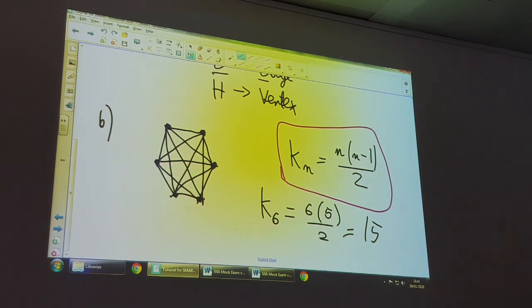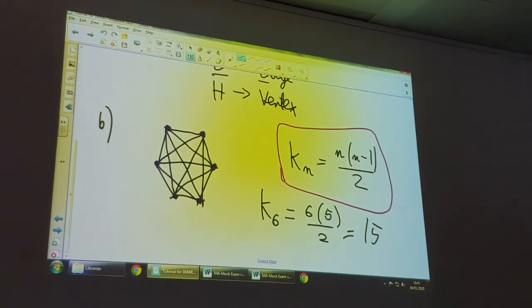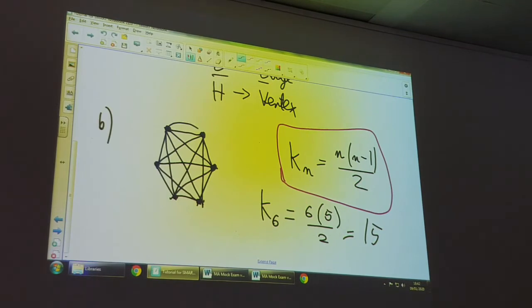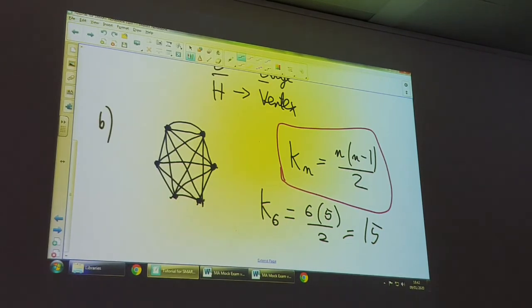So statement B is therefore true, because a simple graph will have up to that many edges. If I try to add a 16th edge somewhere, I'm duplicating, and I'm breaking the definition of a simple graph. So statement B is true.